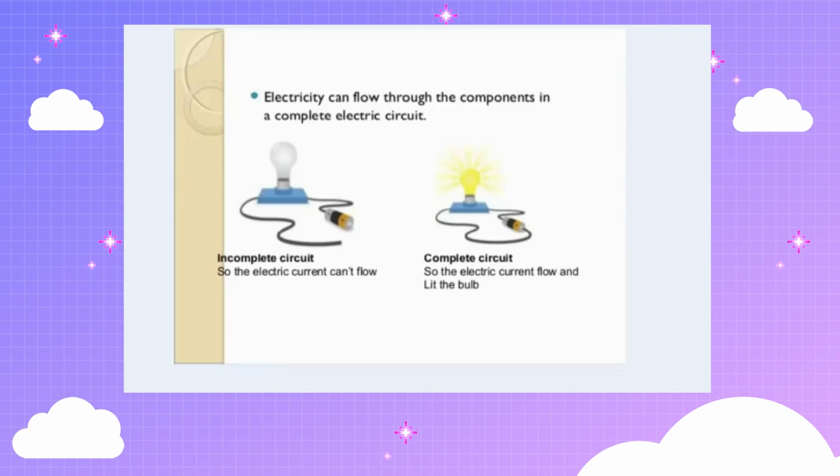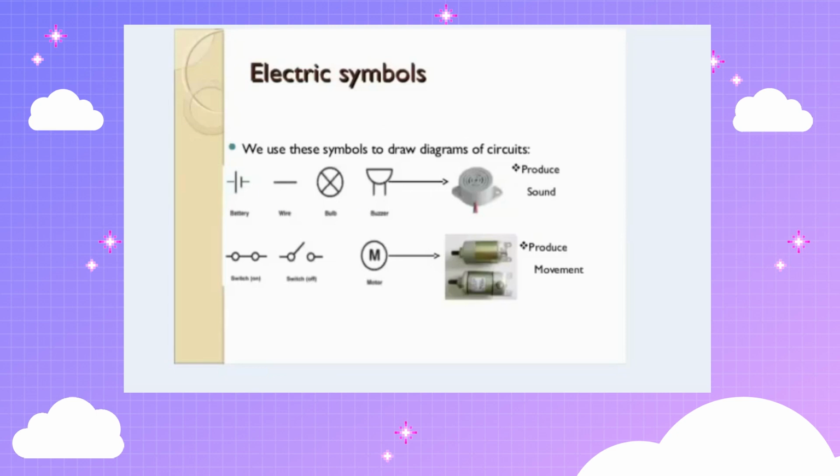So in the first picture, this is an incomplete circuit. Incomplete circuits are those in which electric current cannot flow, and a complete circuit is one in which electric current can flow and the bulb lights up. So this is the definition of incomplete and complete. Let's move on. Electric symbols.